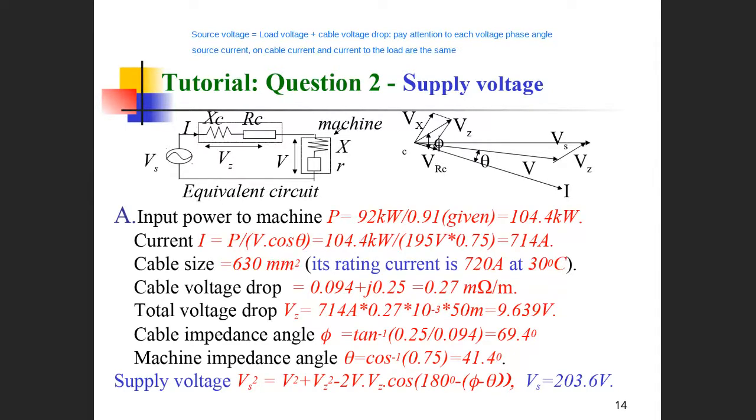So the cable voltage drop equals cable length times current times the cable value.